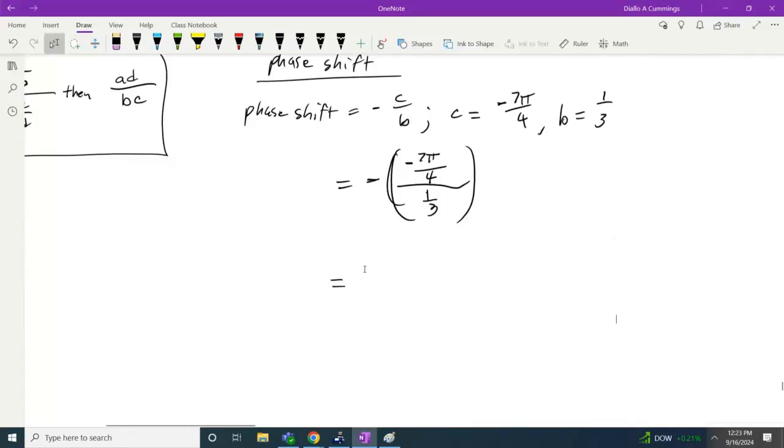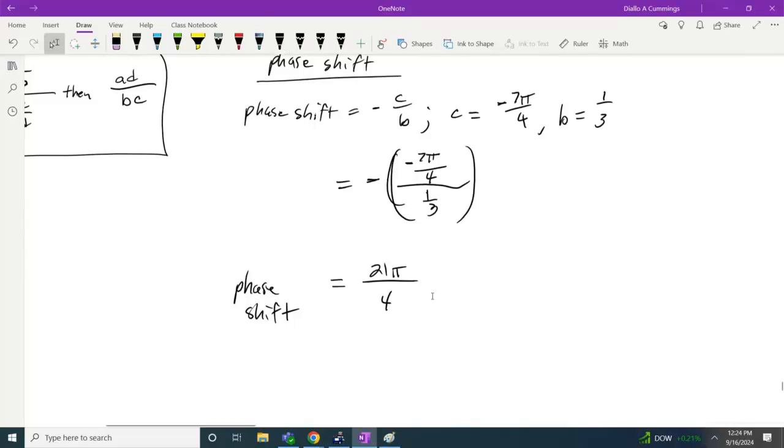So a negative times a negative is going to make my final number what? Positive. And then I can just use that formula. I can multiply the very top by the bottom. So 7 pi times 3, that's 21 pi, and that goes in the numerator. And then if I multiply the bottom of the top and the top of the bottom, 4 times 1 is 4. So our phase shift is 21 pi over 4. So that means that the graph was shifted 21 pi over 4 units to the right.